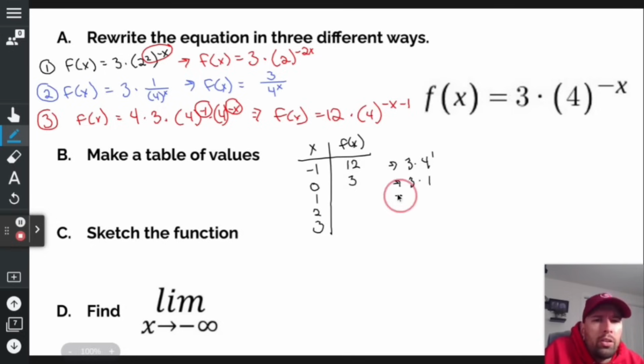If I were to do this guy right here, this becomes 3 times 4 to the negative 1, which means 3 times 4 to the negative 1 is 1 over 4. So that becomes 3 fourths.